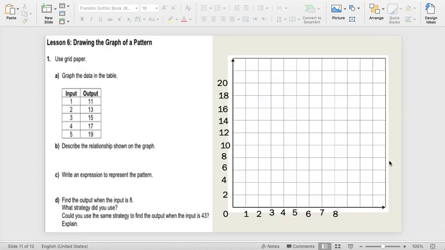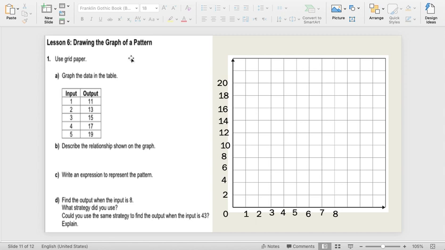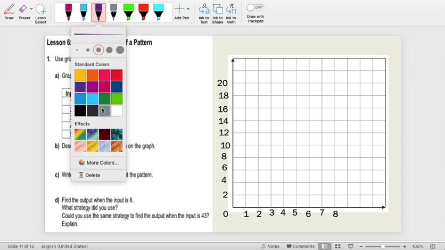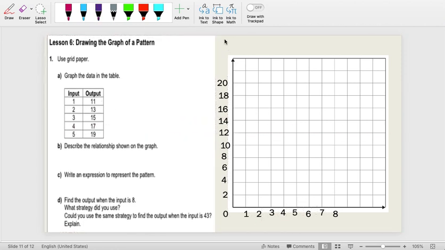This is practice number 2. If you understand it at this point, here's the homework. You can get started. If not, here's one more example we can kind of explain and go over. So first of all, you're going to graph the data on the table. So remember, this becomes our coordinates. Oh, I don't want to change the color. Oh, I want to draw. Hello, can I draw?